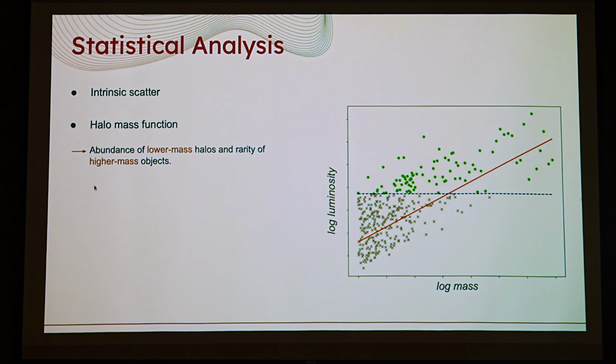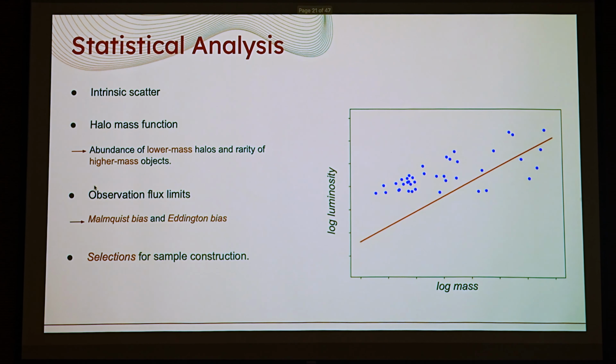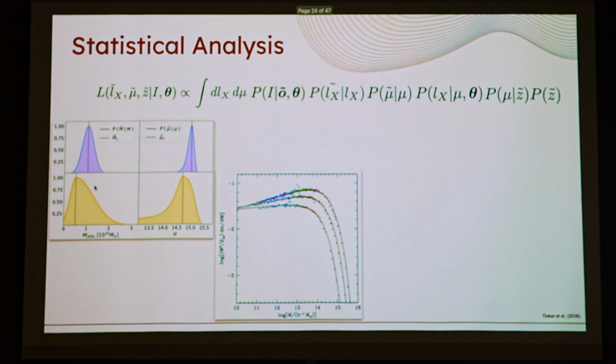And of course, whenever you're making observations, you have to deal with flux limits. So there's a threshold, and beyond that, your source is just too faint and you cannot observe, so we end up losing a lot of points. Of course, whenever you're constructing your catalog and your sample, you're going to have to make some selections, and in the end, you also have measurement errors. So if you just make a simple linear fit without taking those things into consideration, you're going to end up with a scaling relation that no longer represents that original cluster population. So that was the idea.